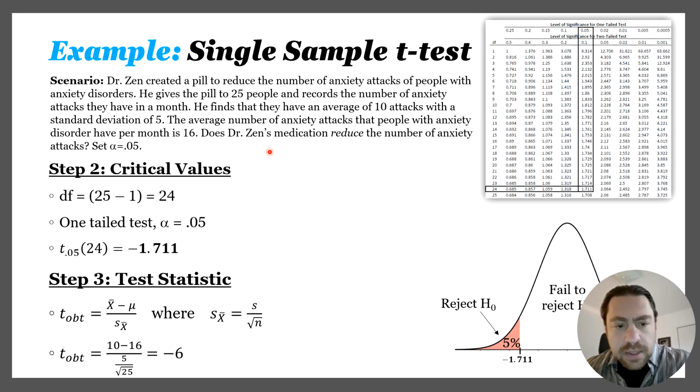Divided by standard deviation over the square root of n. The standard deviation is 5. We're given that here. That's the sample standard deviation, s. Divided by the square root of sample size, the square root of 25. That should give you negative 6. So negative 6 is our obtained t value, the test statistic.